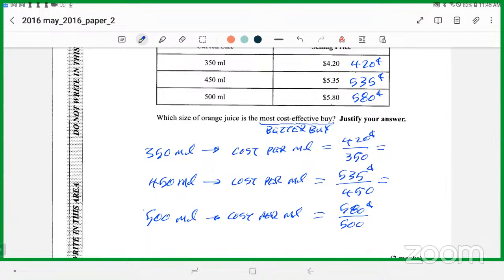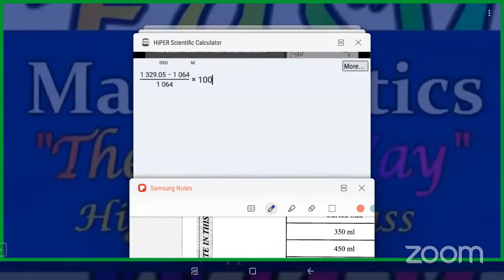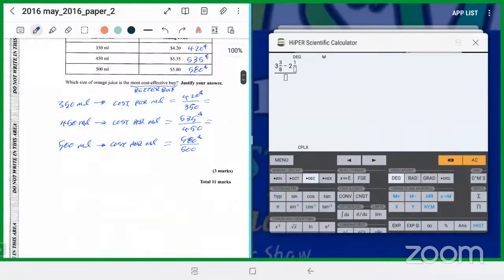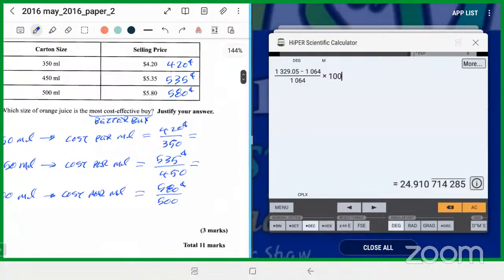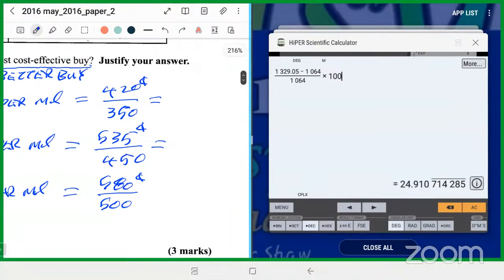We could have done the fraction the other way around. We'd divide the juice by the money, and that way we'd be seeing how much you're getting for $1. But we're using the method where we're seeing how much we're paying for 1 ml, so we'll put the money on top. All right, so let's do this. A calculator question again. Let's work the calculator now.